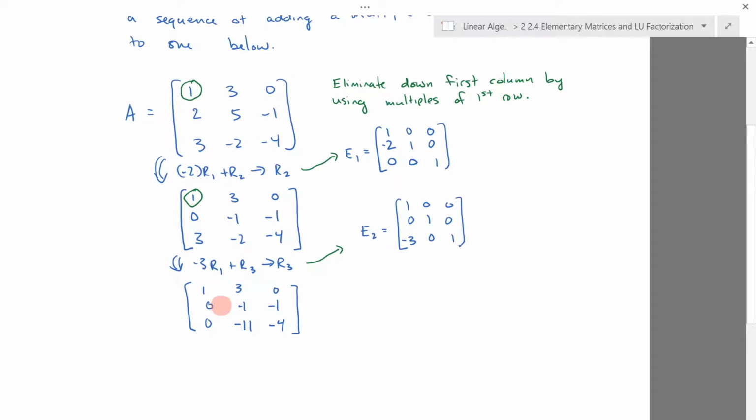Now you can see the entries below the diagonal in the first column are complete. So now I want to continue on to the second column. I use the second row to eliminate below the diagonal in the second column.